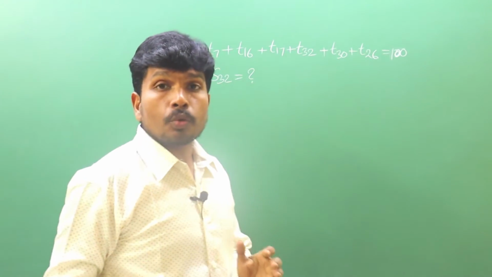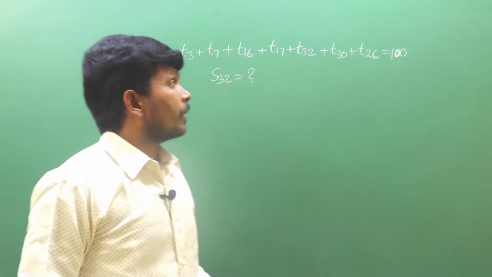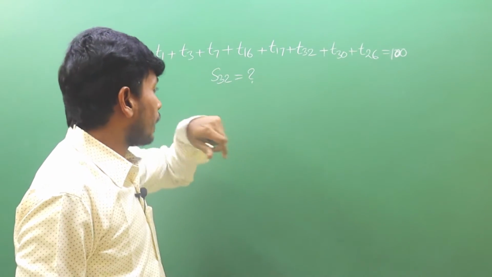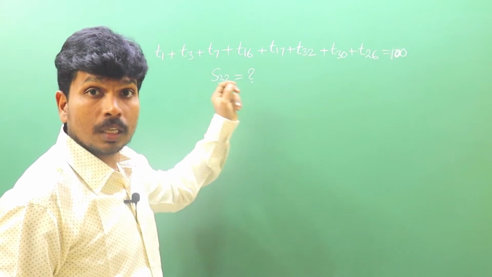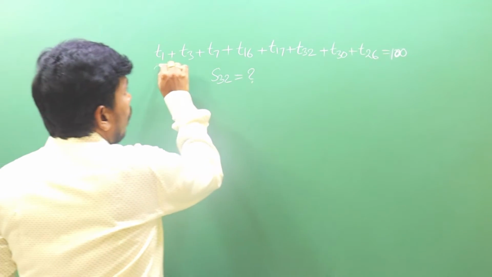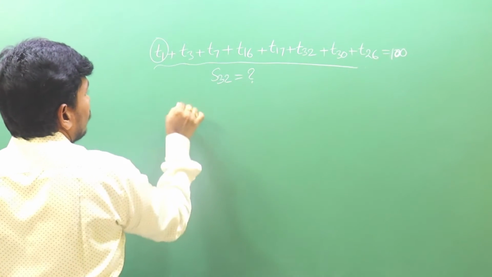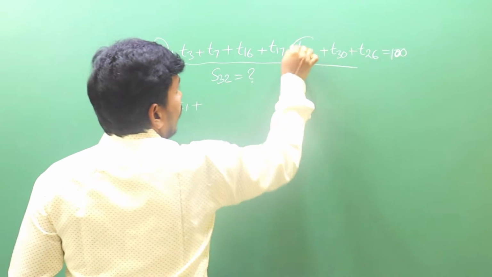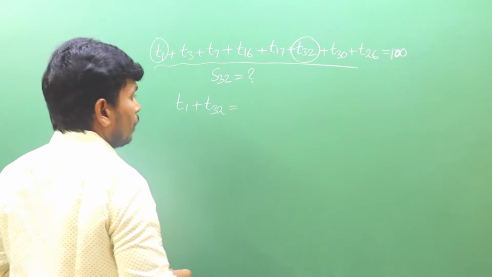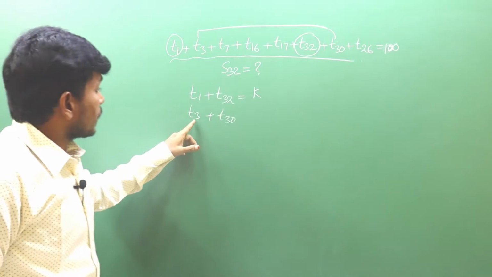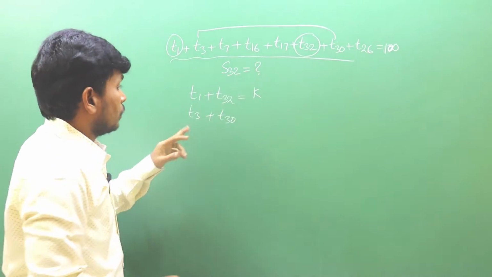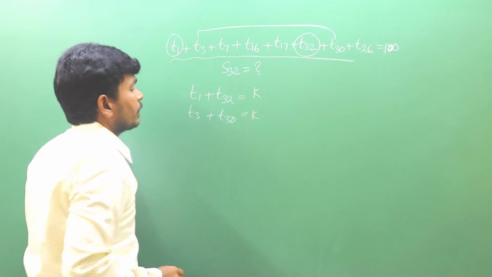There are 32 terms in AP and the sum of some terms is equal to 100. Then find the sum of the first 32 terms. Among all these terms, this is the first term T1 plus this is the last term T32. So T1 plus T32 is a constant k. The third term from the beginning and the third term from the end, their sum is also the constant k.